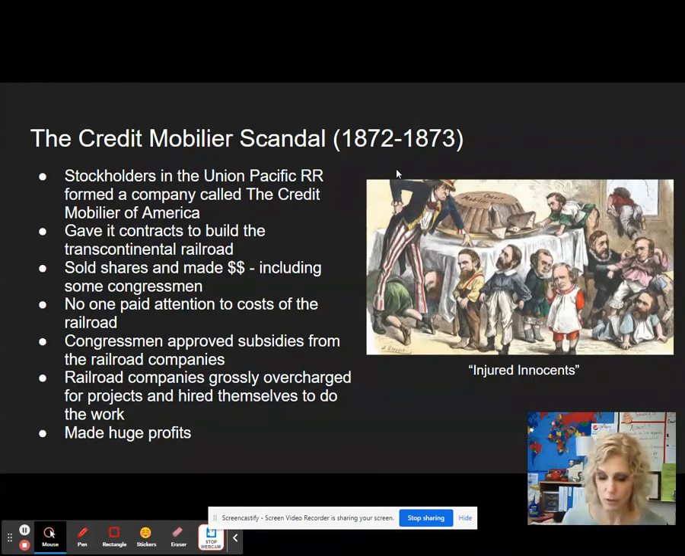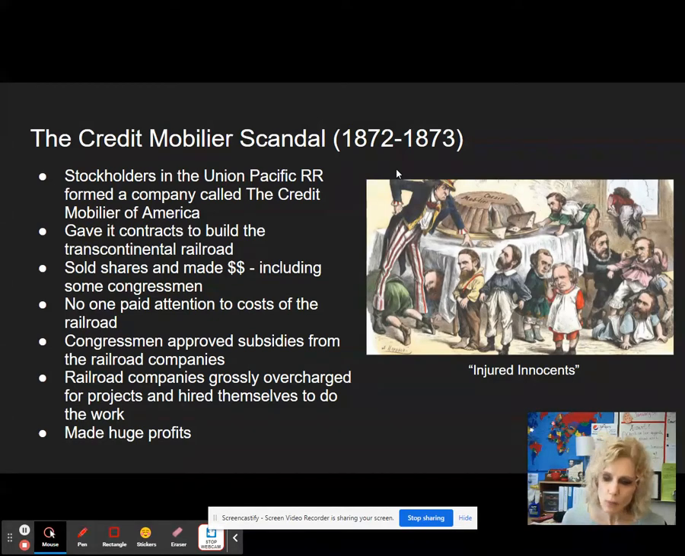Okay, fine. That happened a lot. In order to make some money, they sold shares and made a ton of money. And they sold some of these shares even to congressmen, which probably wasn't quite right at the time either. But the congressmen ended up approving these subsidies, and these subsidies went through, and these subsidies aided the railroad companies, of course.